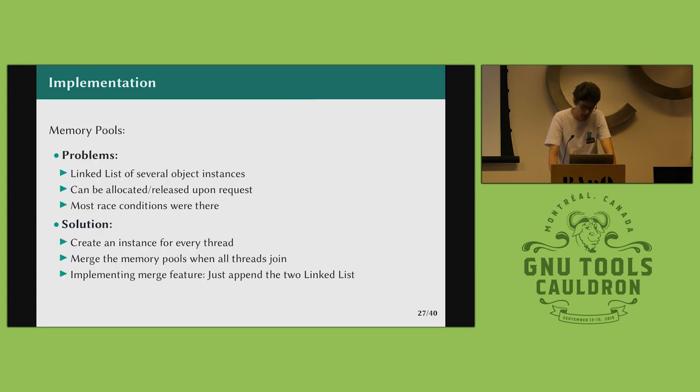When I was implementing this, I found several problems in some structures. Take the memory pools. Lots of the passes use memory pools, which are basically a linked list of several object instances that can be allocated and released upon request. The race condition we found is that when a thread is holding pointers to some object that is in the pool, another thread is releasing everything.